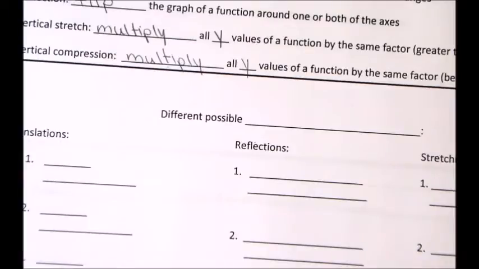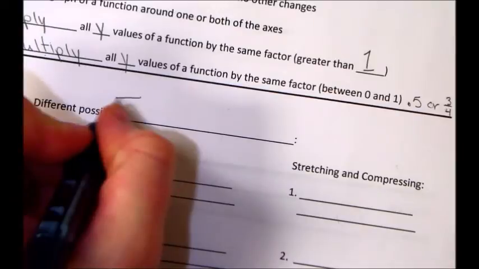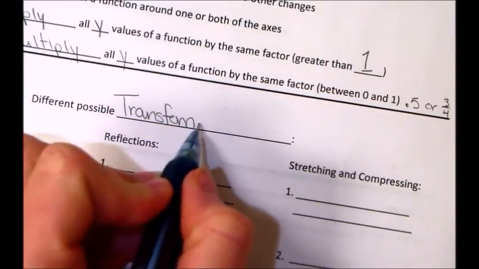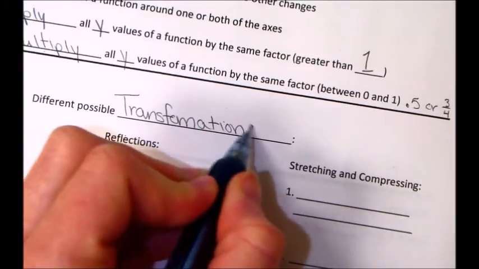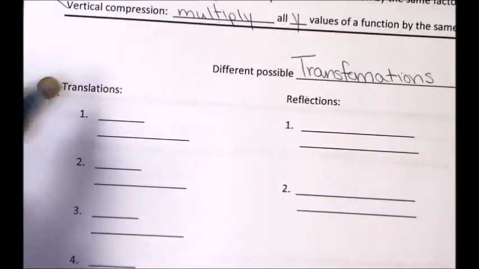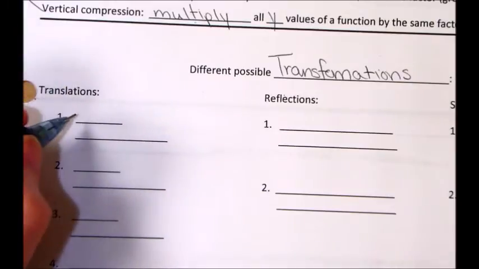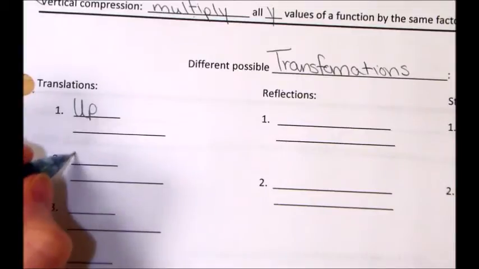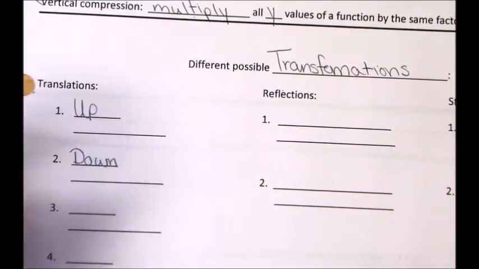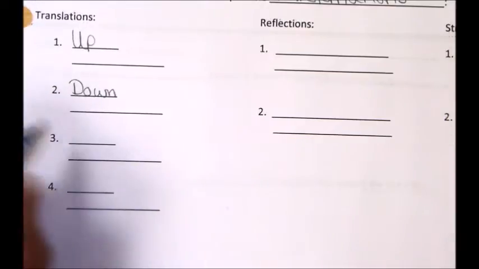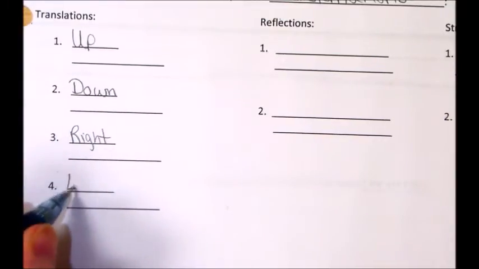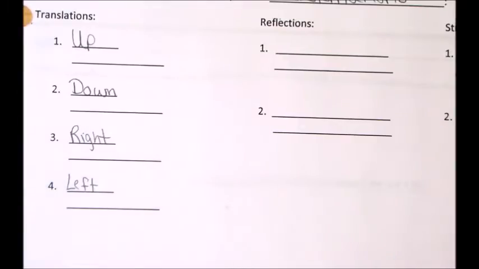Let's go ahead and talk about what these could all look like, so the different possible transformations. This is going to say transformations. The first kind are translations. We could move a graph up, which is a very easy thing to see. We could move a graph down. That's another easy thing to see. We could move a graph right. This one's a little harder to see. And left. This one's also just a little bit harder to see.